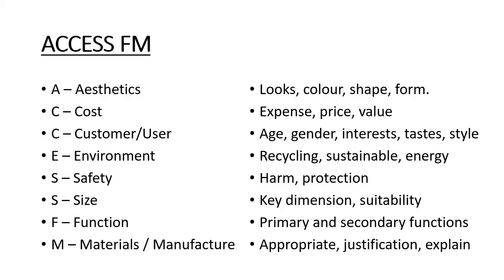Access FM is something we used before. The basic criteria is on here. There is a worksheet available. So you're looking at aesthetics, cost, customer or user, environment, safety, size, function, materials, manufacture. Now this is a guide to help you write in detail and depth for your analysis. There's no specific requirement to cover a certain format when you're doing this, but this format just makes sure you cover these 8 areas so that you are covering a range of things.